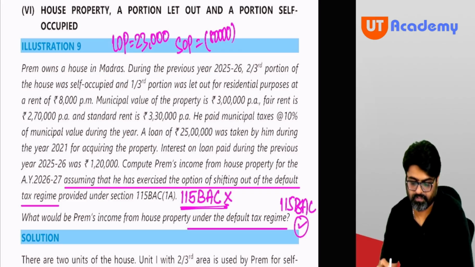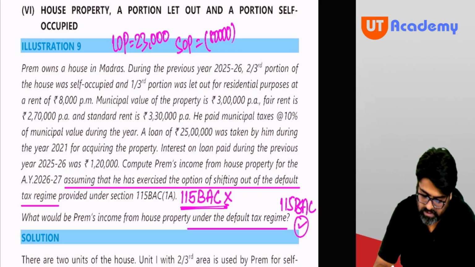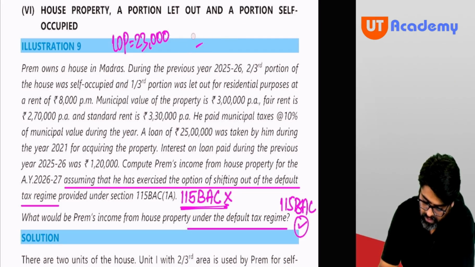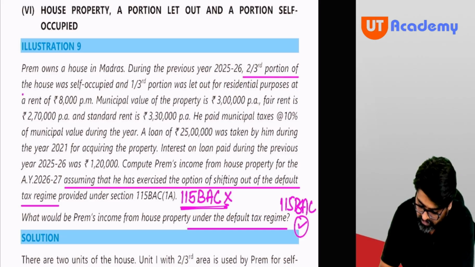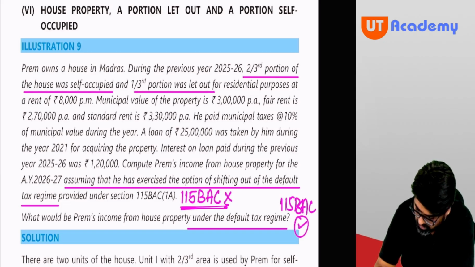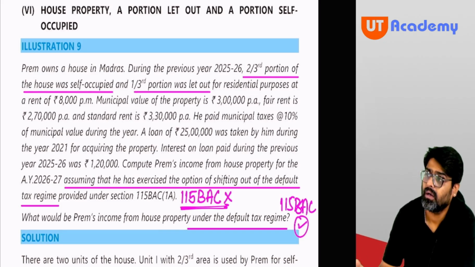Pay attention. I'll read the question first. Prem owns a house in Madras, meaning Chennai. During the previous year 25-26, two-third portion of the house was self-occupied. How much is self-occupied? And one-third portion was let out.